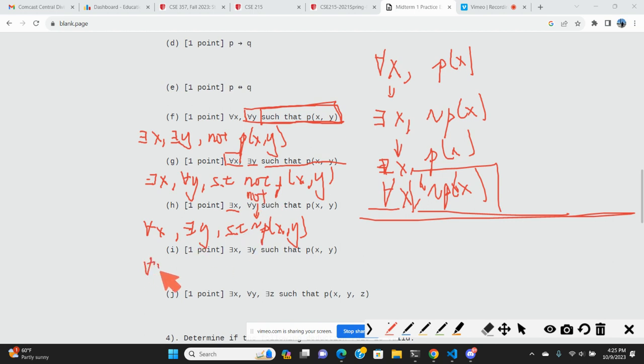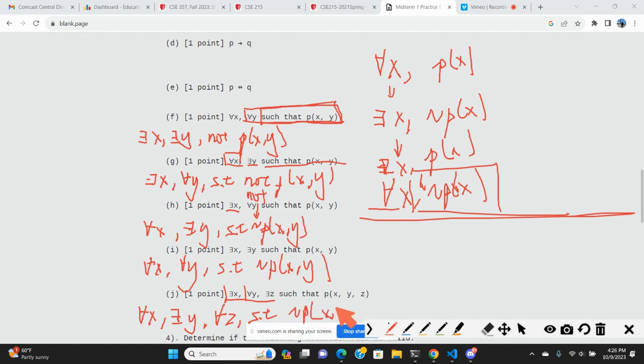And once again, for all x, for all y, such that not p of xy. I know there's three, but once again, don't panic. Negate this first into a universal. Negate this one into an existential. Negate this one into a universal. And now negate p of xyz, so such that not p of xyz. And that's all for negating.